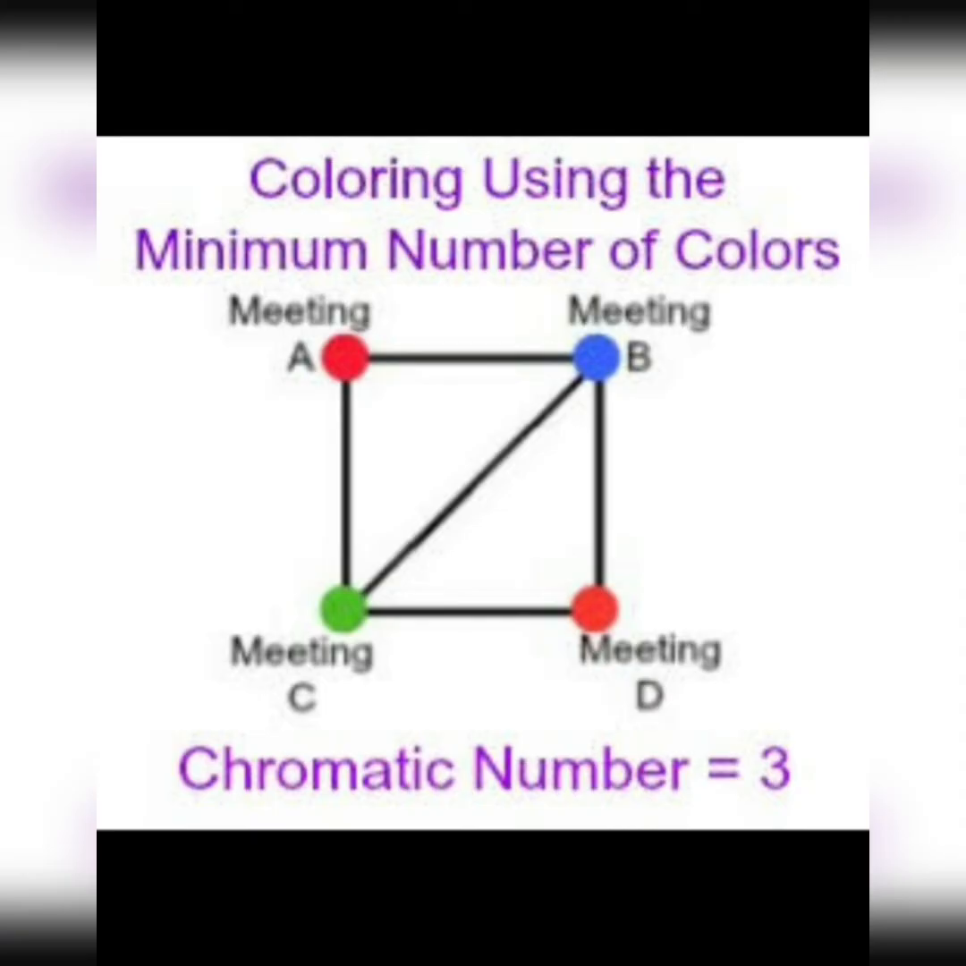Next is coloring using the minimum number of colors. We cannot color a graph just any way; we need to follow certain rules. So how do we color a graph? I told you before, adjacent vertices must not get the same color. In that way, I color this graph like this. The vertices are colored using three colors here.